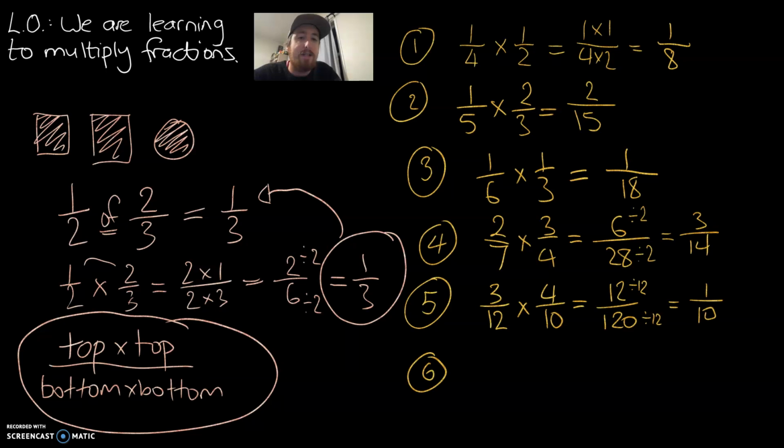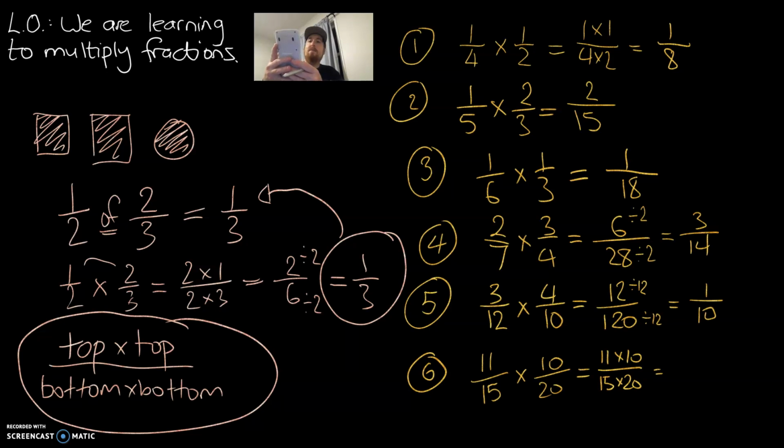And then question 6 will make up a big number. So let's do 11 over 15 times 10 over 20. So it even works with big numbers. So top times top, 11 times 10. Just because I'm dealing with big numbers, I am going to write them down. So I'm going to get my calculator to help me step by step. And bottom, 15 times 20. So I'm going to use my calculator. 11 times 10, well, that's 110, okay, 110. And then 15 times 20, well, that's 300.